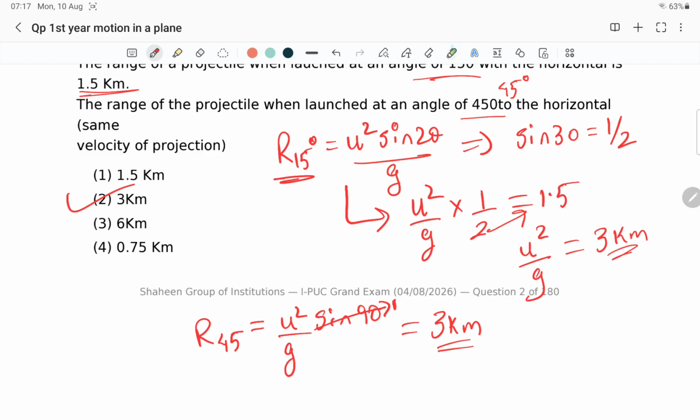I hope this is clear. I will come again. What has he given? The range of a projectile when the angle is 15 degree is 1.5. Whenever it was 15 degree, 1.5 was the range. What will happen when it is 45 degree? That's the question. So 15 degree you substitute in the formula, find sine 30, and find u square by g from this. Once you get u square by g, you substitute in r at angle 45. So u square sine 2 theta by g, u square by g you got from the data given in the question. Sine 90 is 1, so you get 3 kilometer. So I hope this one is easy.